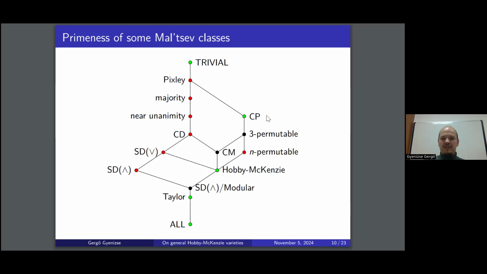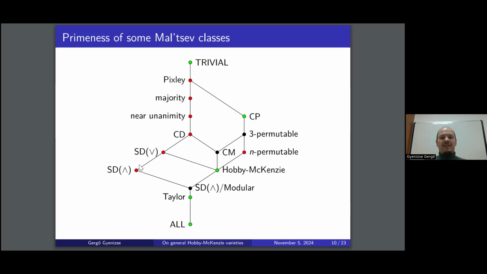For CP, it is not easy to prove that this is green. It's also not that easy to prove that this dot is red. It's quite easy to prove, actually, that this line is red. There is a very simple example that shows that this line is red.